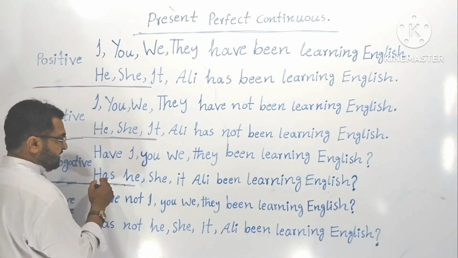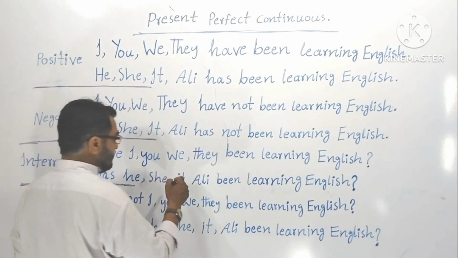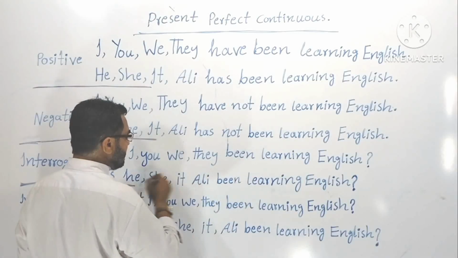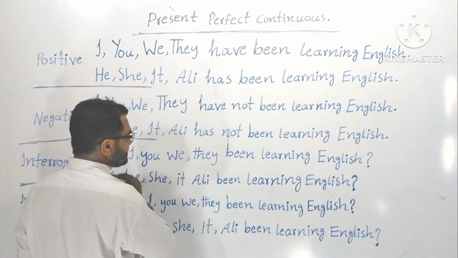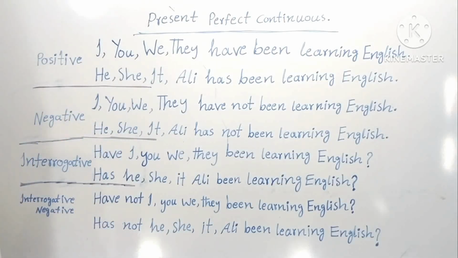Now let's go to the second part, that is, singular subject, singular verb. Has he been learning English? Has she been learning English? Has it been learning English? Has Ali been learning English? I mean one name. Okay. As you can say, third person singular.